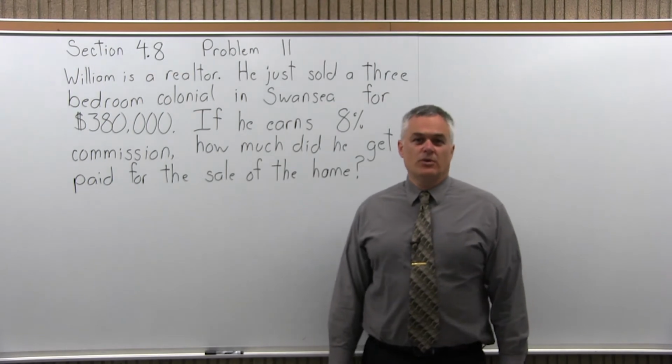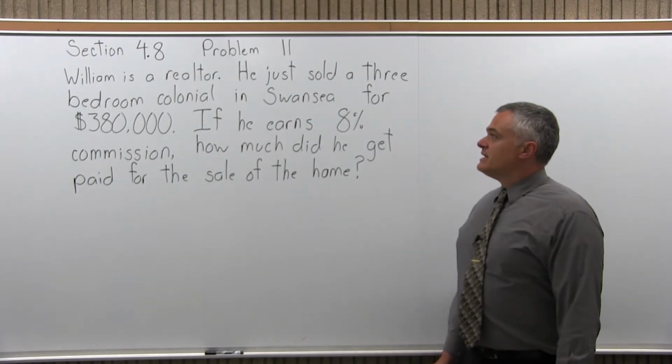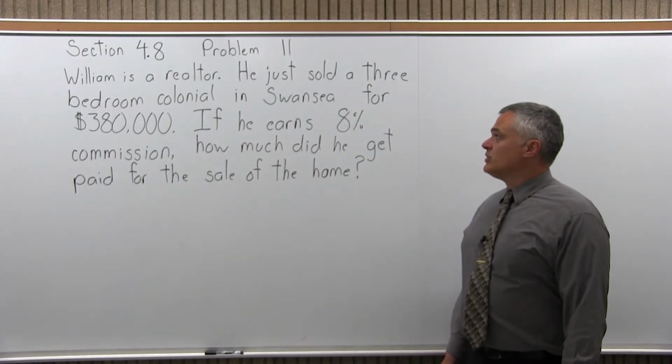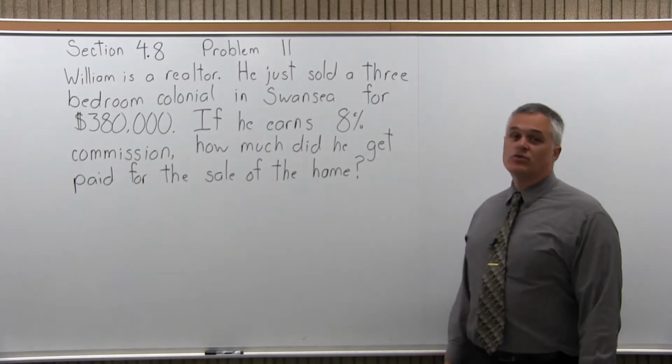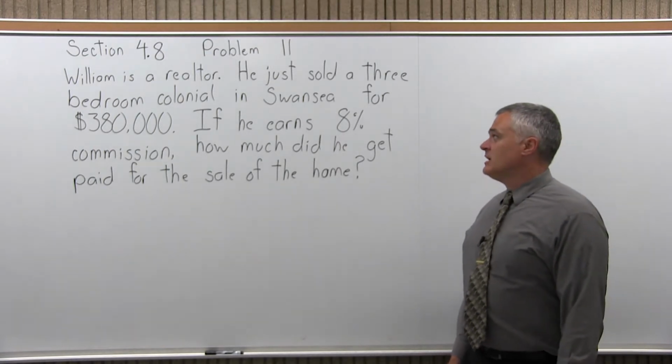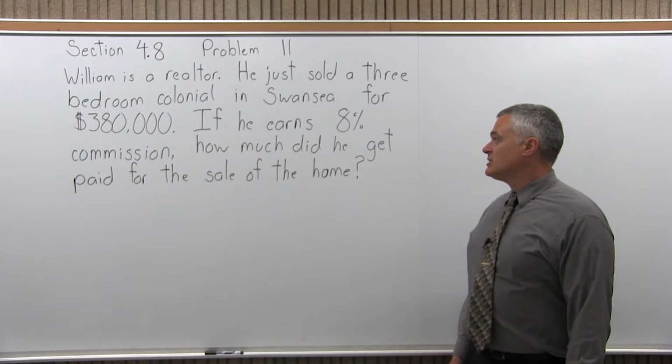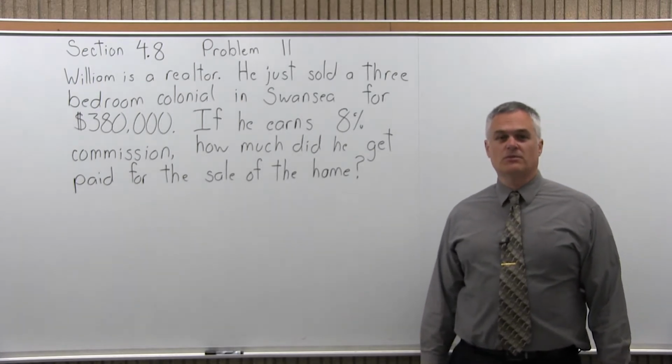This is Section 4.8, Problem 11. It says William is a realtor. He just sold a 3-bedroom colonial in Swansea for $380,000. If he earns 8% commission, how much did he get paid for the sale of the home?